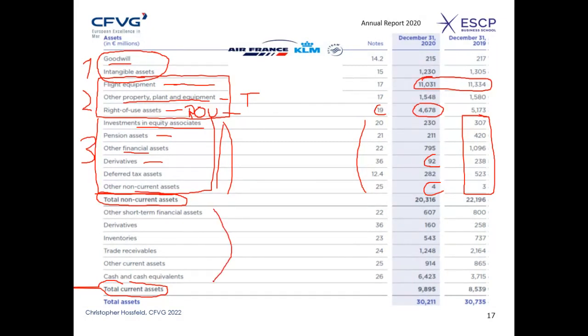In the current section, same thing, no requirements in IFRS on what you show, but all companies obviously show some inventory, all companies show some trade receivables, and all companies show cash and cash equivalents. Okay, these are the main items, or the most interesting items, that I have on the asset side of the balance sheet.